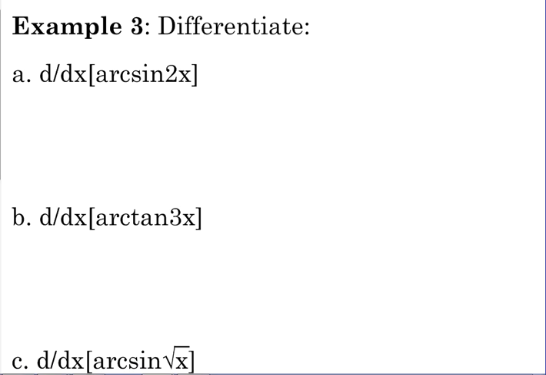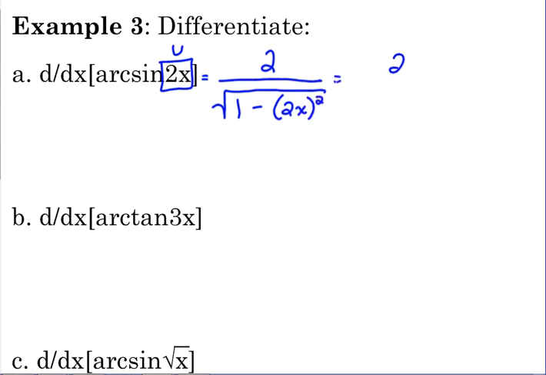Okay, if we're taking the derivative with respect to x of the arcsine of 2x. Our rule for the arcsine says it's u prime, and this part is the u, so the derivative of 2x is 2, over the square root of 1 minus u squared. So 2x squared. We got to do some simplifying here. We square the 2 and we square the x. And that's it. We can't simplify anything else.